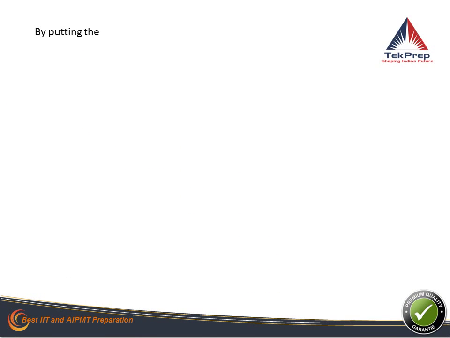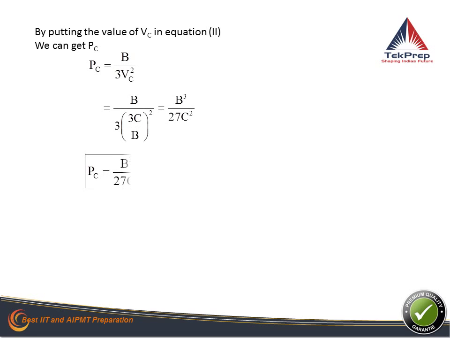By putting the value of the critical volume in equation 2, we can arrive at the value of the pressure, which is given by B cubed by 27C square. Now let's take the sum of the roots one at a time.